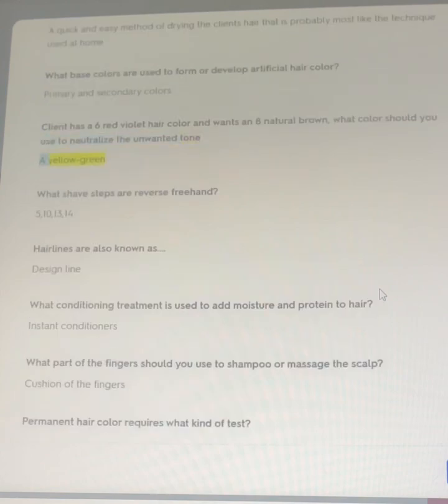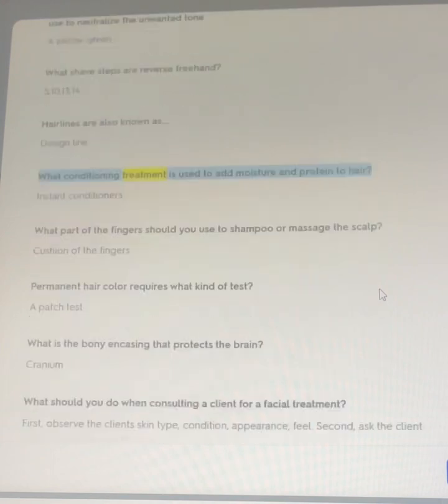A yellow-green. What shave steps are reverse freehand? 5, 10, 13, 14. Hairlines are also known as design line. What conditioning treatment is used to add moisture and protein to hair? Instant conditioners. What part of the fingers should you use to shampoo or massage the scalp? Cushion of the fingers. Permanent hair color requires what kind of test?